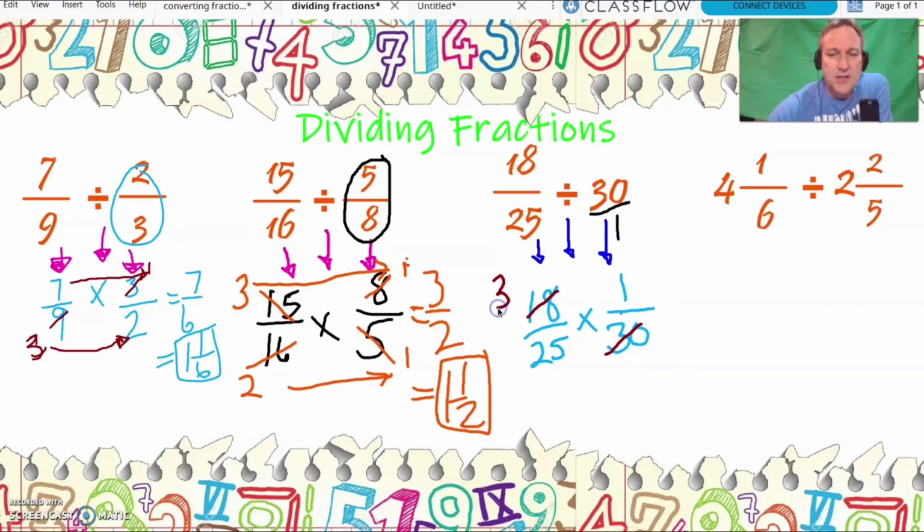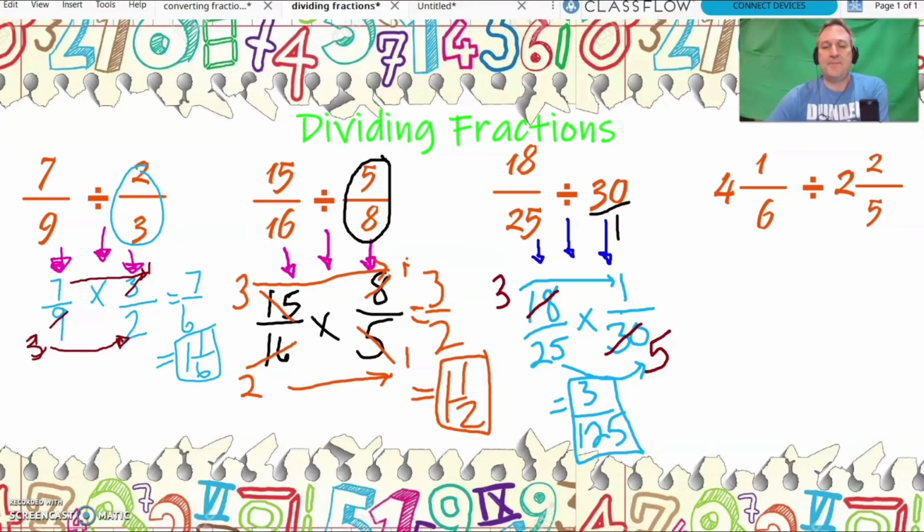This becomes a 3, and this becomes a 5, and then that equals. We just multiply across, like so, and we get 3 times 1. I'm going to write them below, equals 3 over 125. And that is the simplified number. You can't divide 3 by anything but 1 and 3, and 125 does not divide by 3. Okay, same thing.